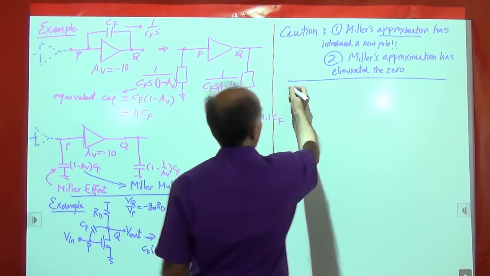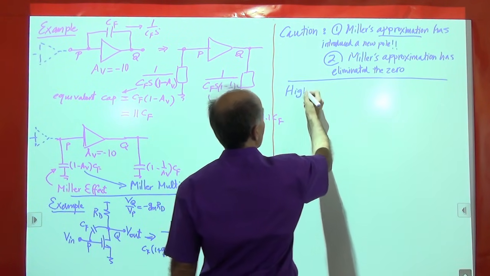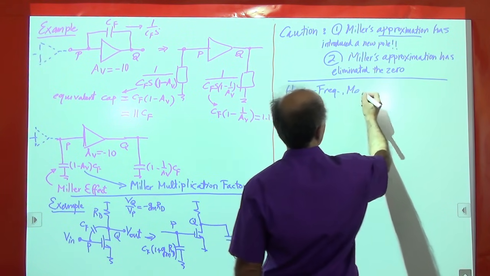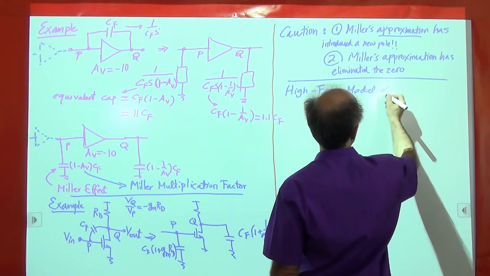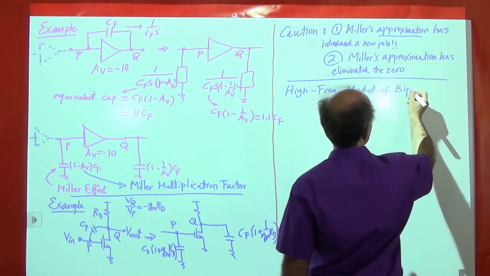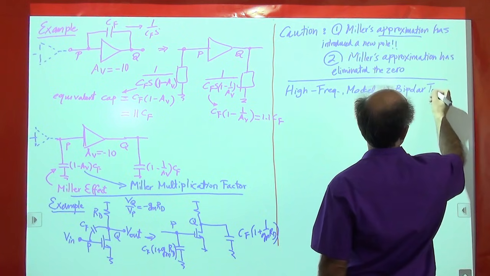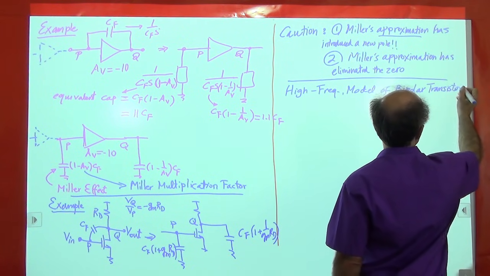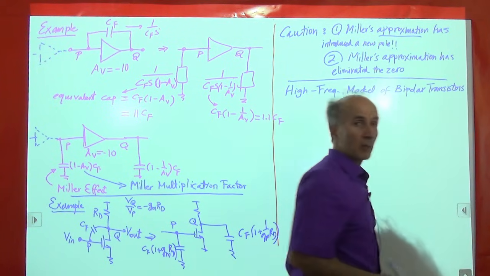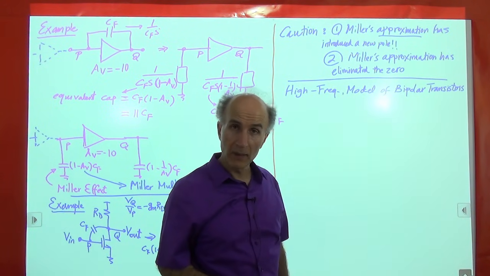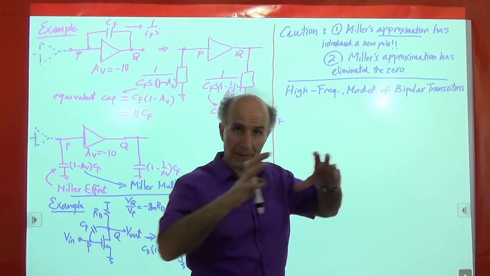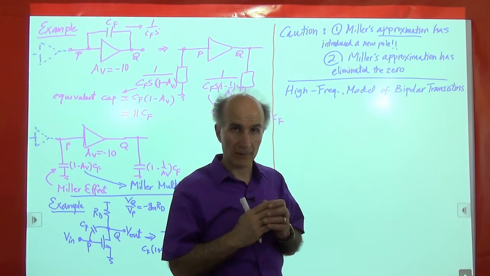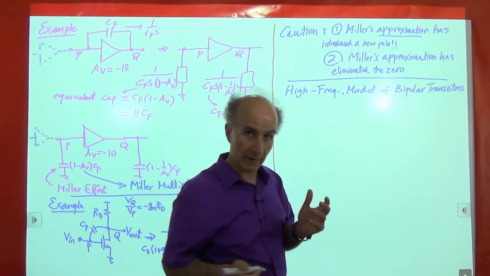So that's why we're going to look at the high frequency model of bipolar transistors. We have seen the small signal model of bipolar transistors in Electronics 1. So we need to add some capacitances to it to make it a more complete model for high frequency analysis. So what are those capacitances?